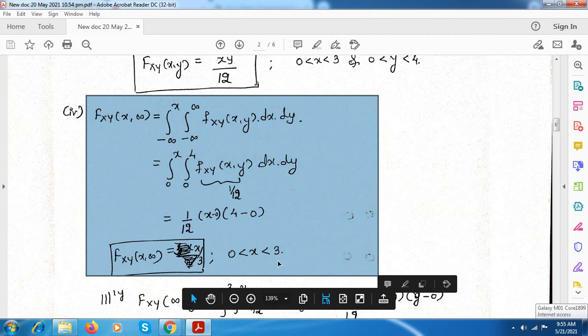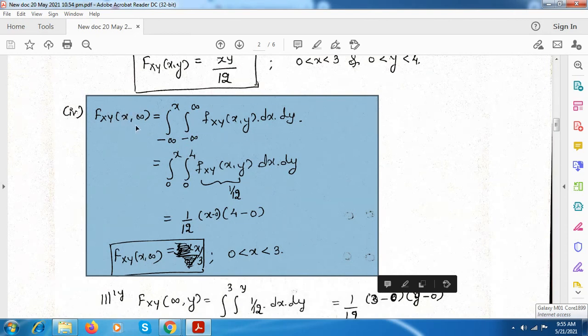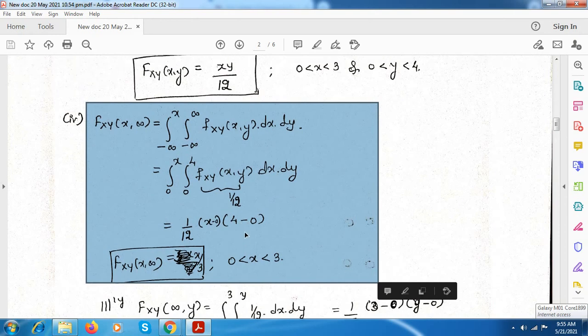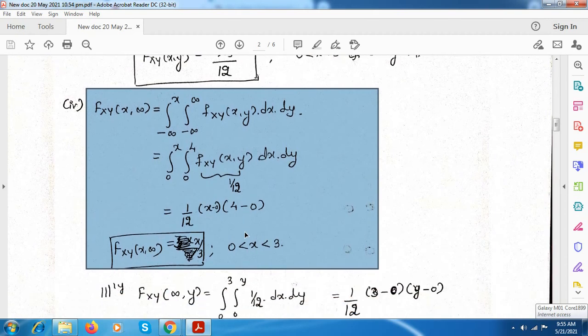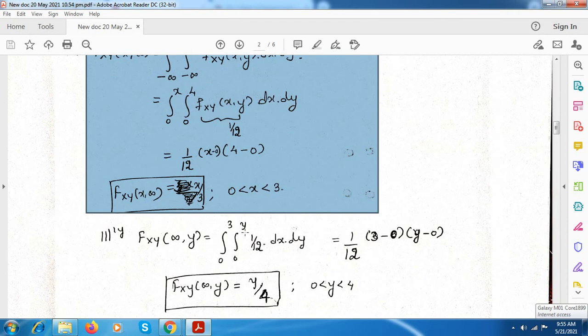So similarly, now you solve when x is equal to infinity and tell me the answer. Here x is equal to infinity and y is kept as it is. So you just see what the limits will be here. This all remains the same, only these limits will change. Solve it and tell me the answer. Y by 4. Okay, correct. So this is the solution.